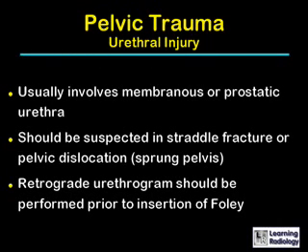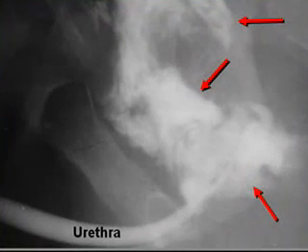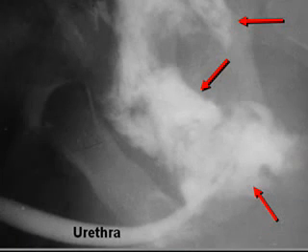Urethral injuries usually involve the posterior urethra, the membranous or the prostatic urethra. They should be suspected in straddle fractures or in pelvic dislocations, sprung pelvis. A retrograde urethrogram, a RUG, is usually performed prior to the insertion of a Foley catheter so as not to worsen the condition. This is an example of a rupture of the posterior urethra. You can see the contrast in the urethra and then an amorphous collection of extraluminal contrast indicated by the red arrows that represents the contrast which is leaking out of the urethra through a tear.